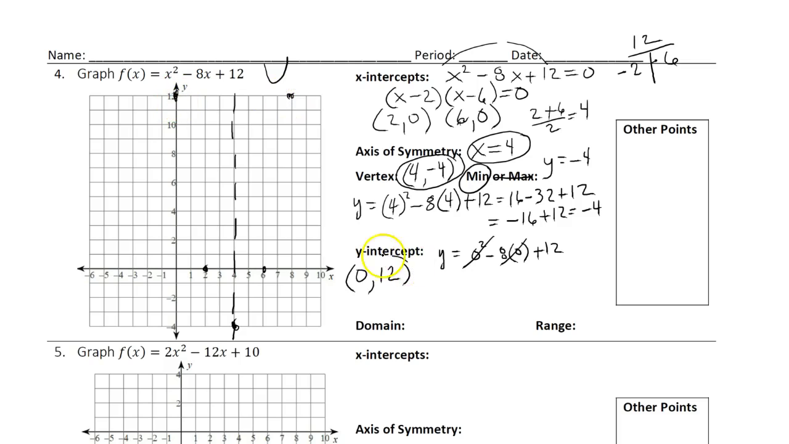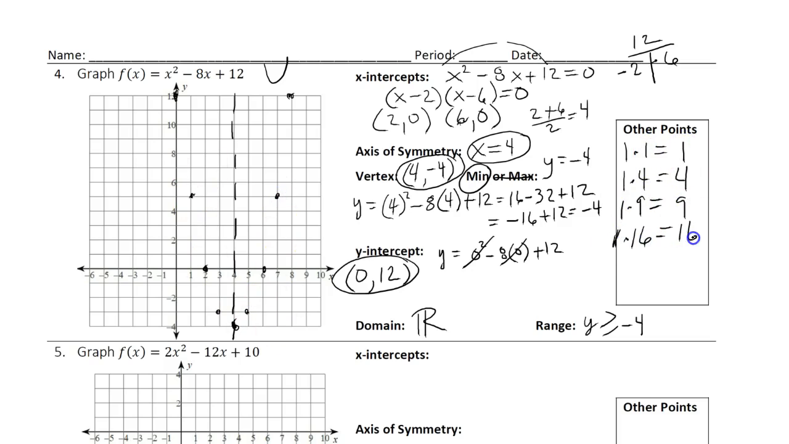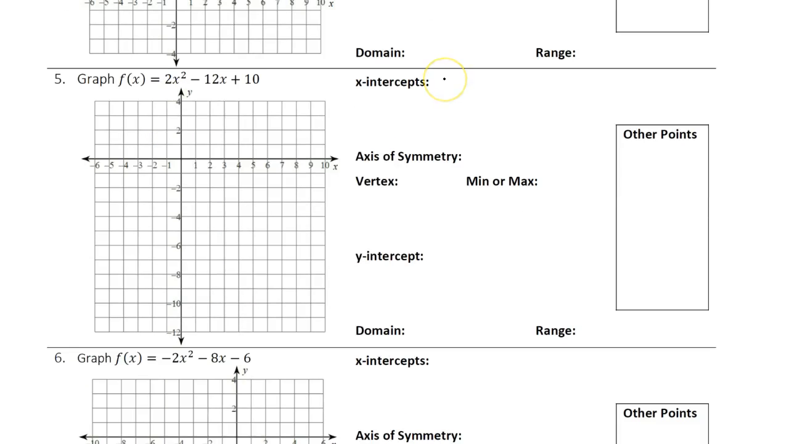The domain is all real numbers. The range is y is greater than or equal to -4. To find the other points, use a equals 1. Draw a smooth curve. To factor this function, notice that there is a greatest common factor of 2.